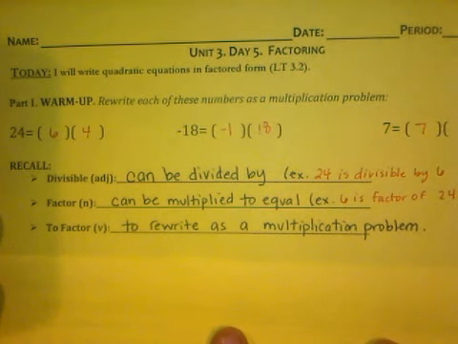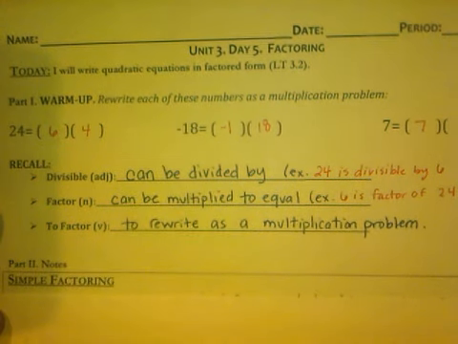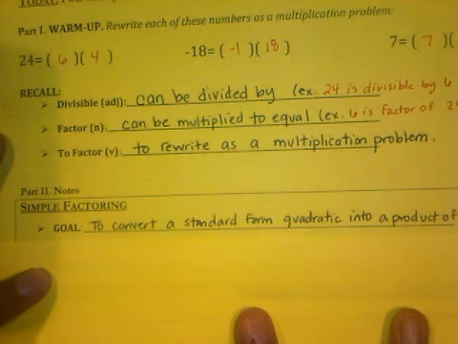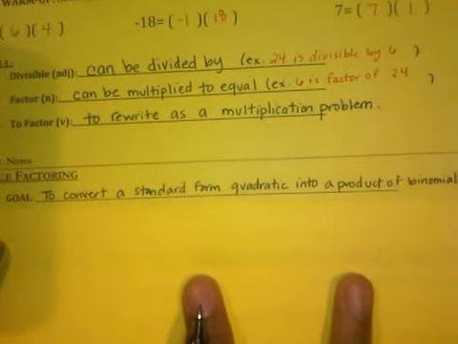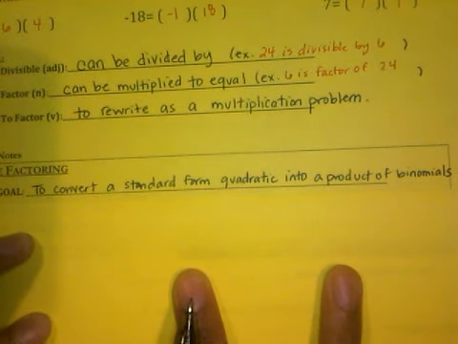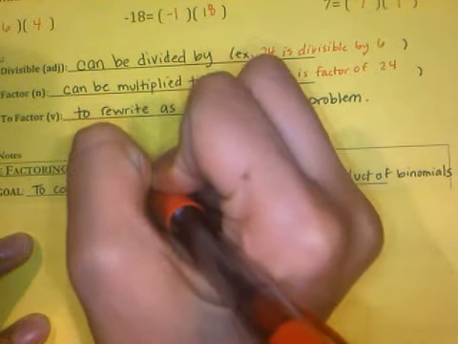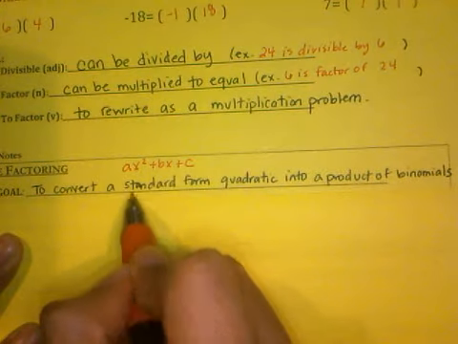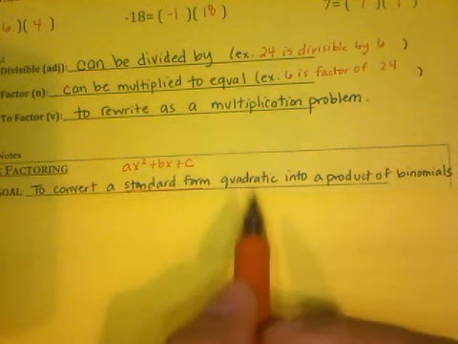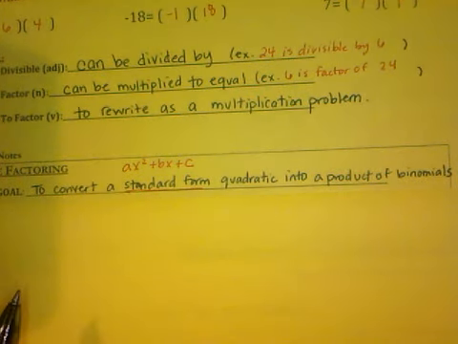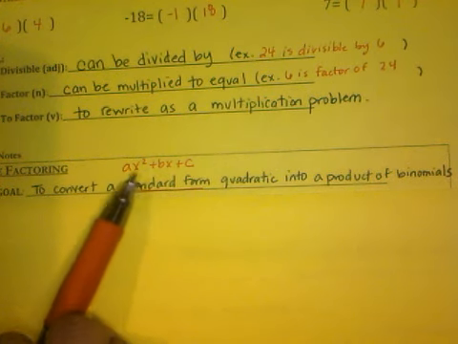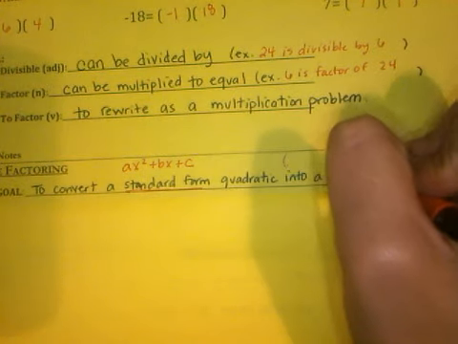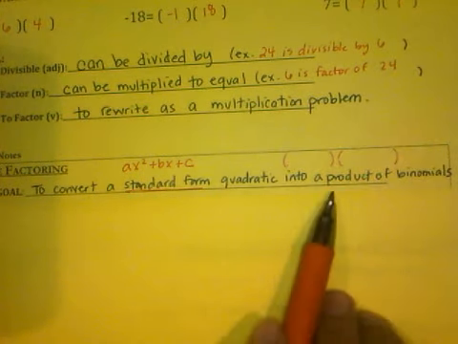But the goal here is to actually factor quadratics. And the first strategy for simple factoring is going to be to convert a standard form quadratic into a product of binomials. So what this means is we're starting with something that looks like ax squared plus bx plus c, because that's what it means to be in standard form. And we want to rewrite it as a multiplication problem, but it's not just going to be a multiplication with numbers. We've got some variables in the mix. So the answer to a factoring problem is going to look like this, and this should look familiar from Algebra 1.